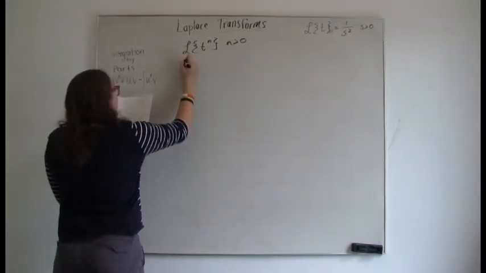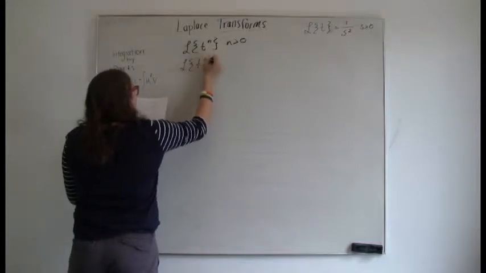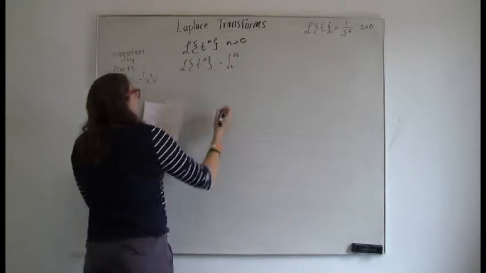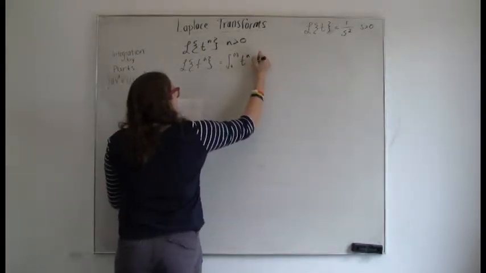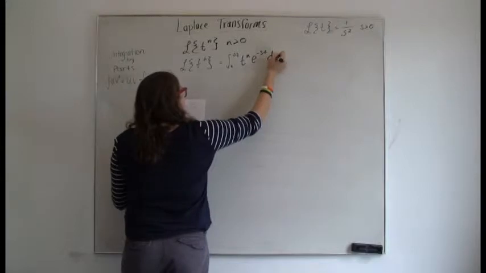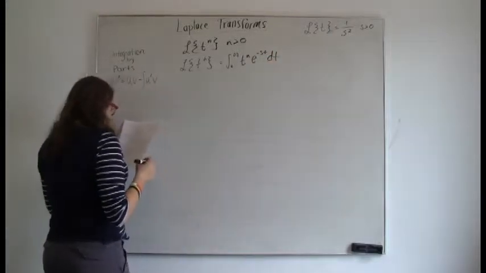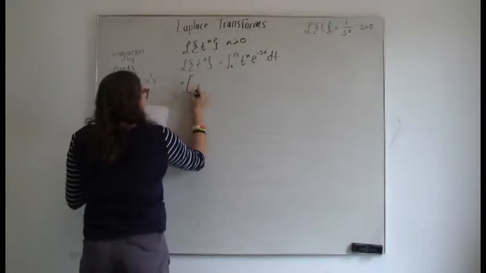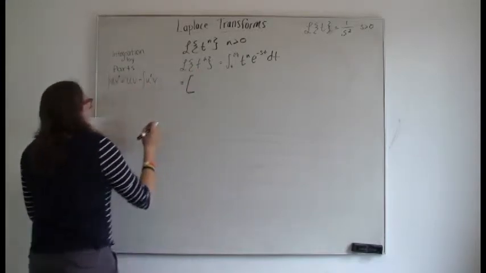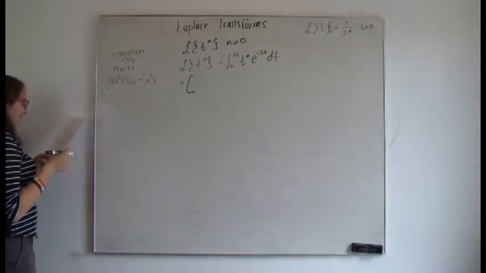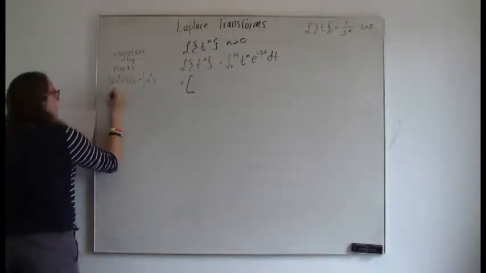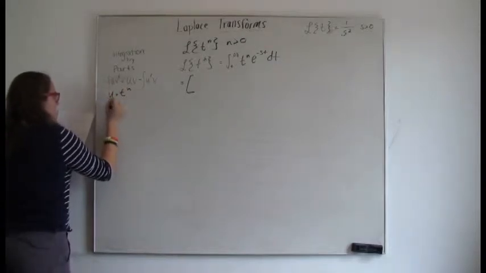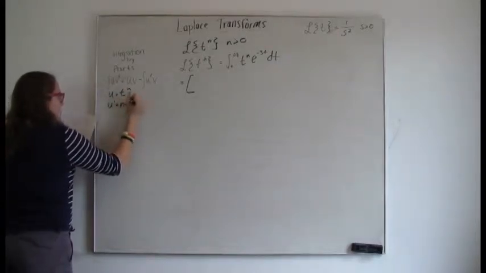So using our handy-dandy Laplace equation, the Laplace transform of t to the n is the improper integral from 0 to infinity of t to the n times e to the negative st dt. And now let's go back to integration by parts. So we need to determine what u and v are. Let's set u equal to t to the n, because it's better to differentiate than integrate. Therefore u prime is equal to n times t to the n minus 1.